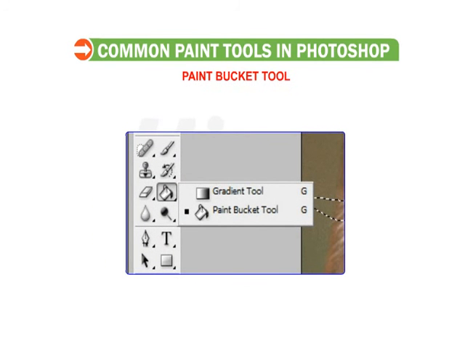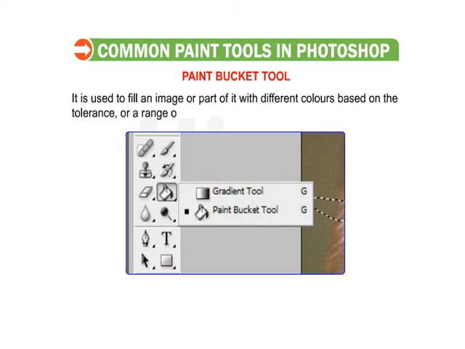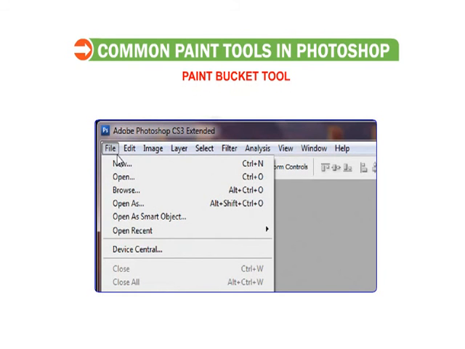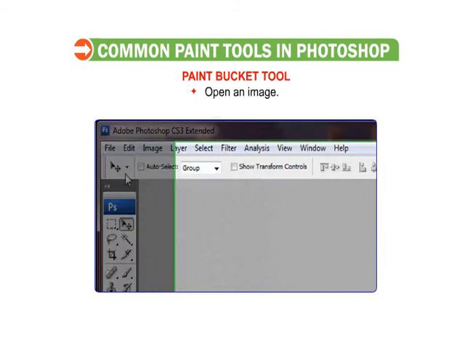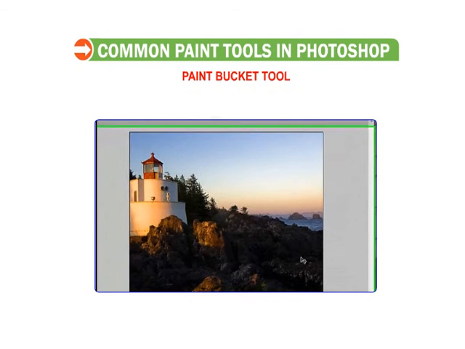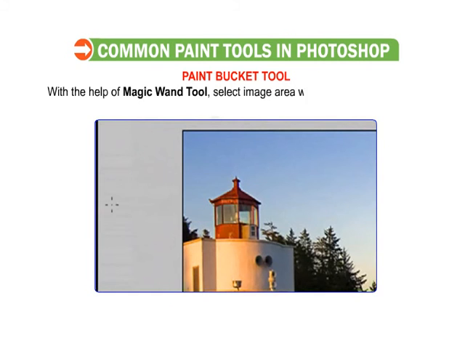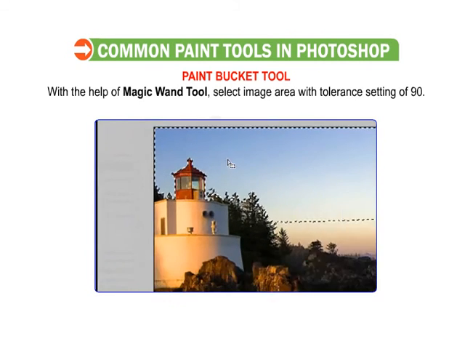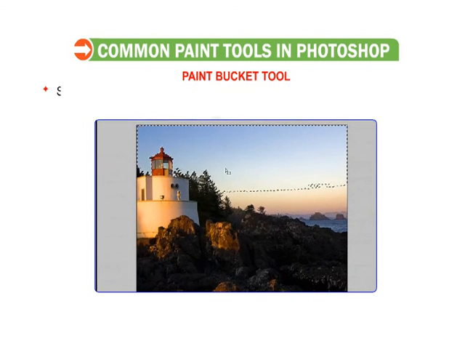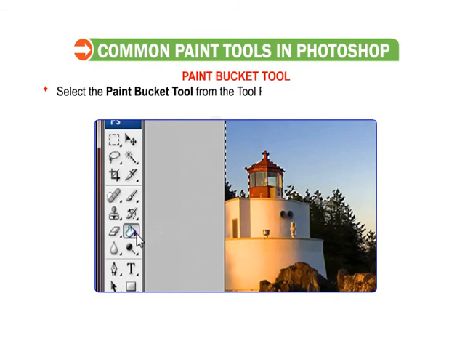Now we will talk about the Paint Bucket tool. It is used to fill an image or part of it with different colors based on the tolerance or a range of colors. Open an image. With the help of Magic Wand tool, select Image Area with tolerance setting of 90. Select the Paint Bucket tool from the Tool palette and set tolerance to 100 to paint the whole selection.